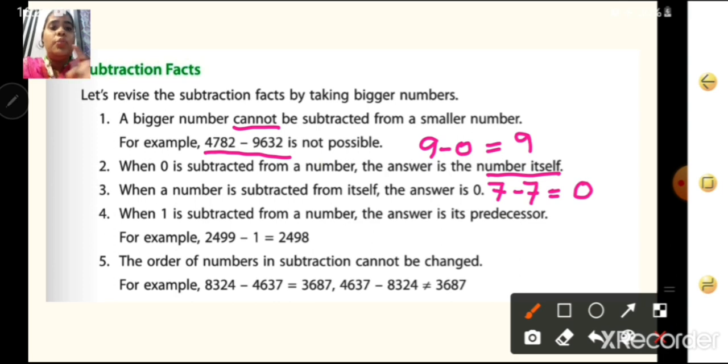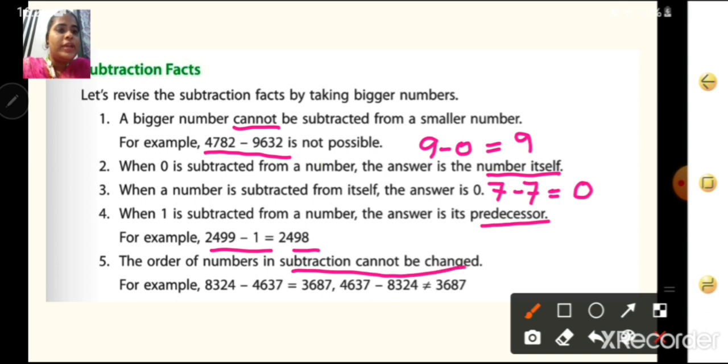Fourth one, when 1 is subtracted from a number, the answer is its predecessor. Predecessor is the before number. Correct? Here they have given an example, 2499 minus 1. When we are doing minus 1, the answer is the before number. What is the before number here? 2498. Okay.